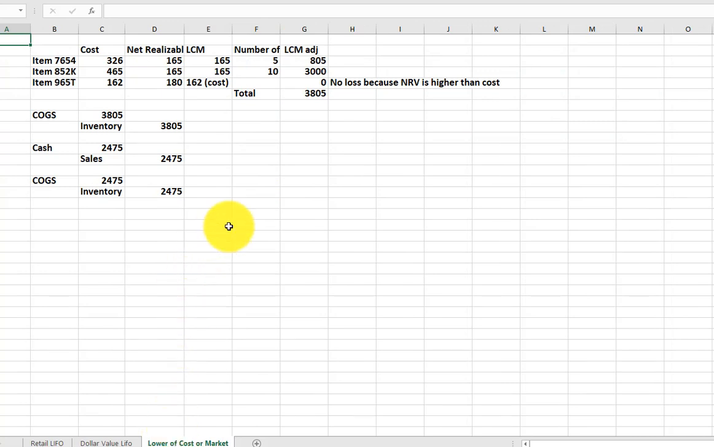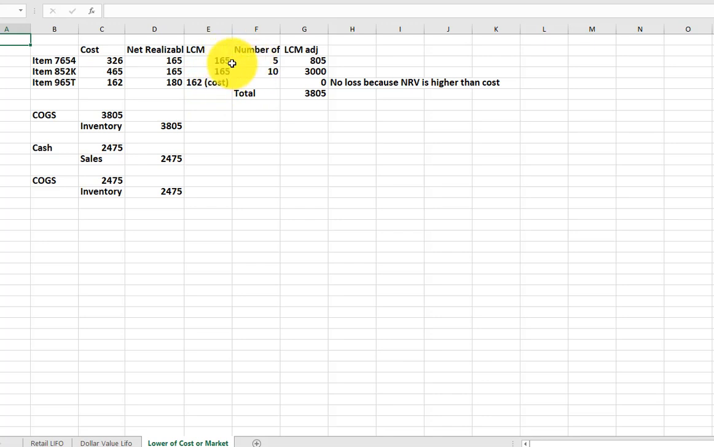All right. Finally, the lower of cost or market. We had some items. There was information about what the net realizable value was, and comparing it to the original cost. When the net realizable value is below the cost, then we have to apply lower of cost or market. So for these two items, the net realizable value was below the cost. For this one, the net realizable value is above the cost. So we can stop. We don't have to worry about that.